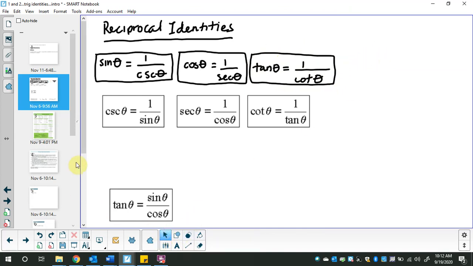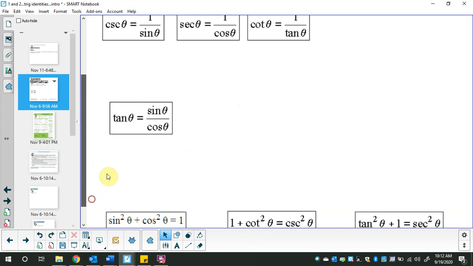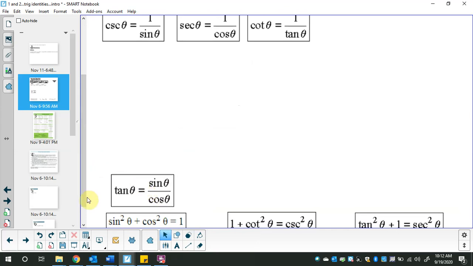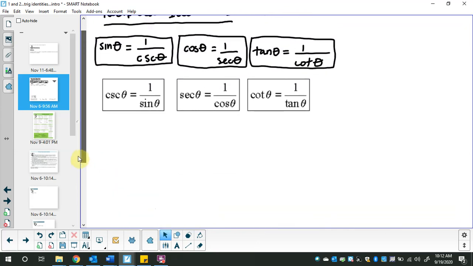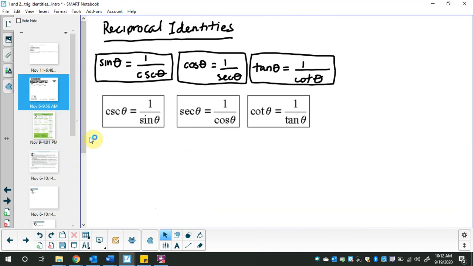I'm not done talking about reciprocal identities, mostly because I know that you may not have all the experience you would benefit from for the reciprocal identities. So I just want to remind you what exactly it means. So I'm going to do that in red down here. We're not done, but we're done reciprocal identities. Those are the 6 of them.